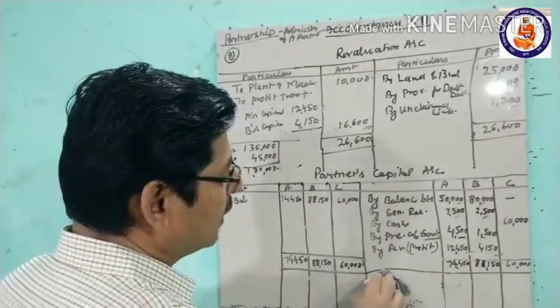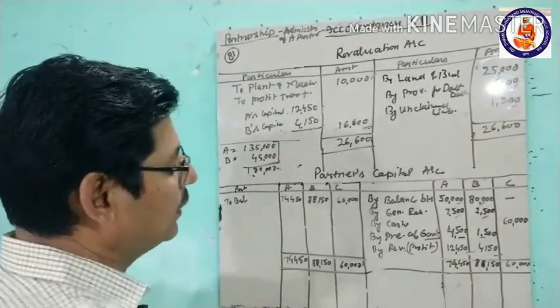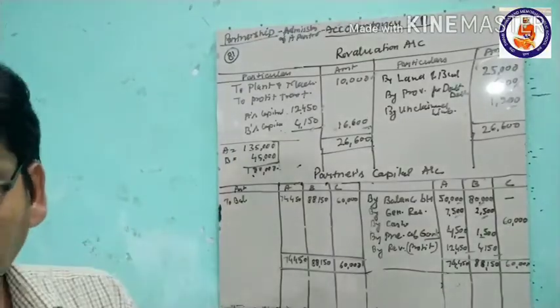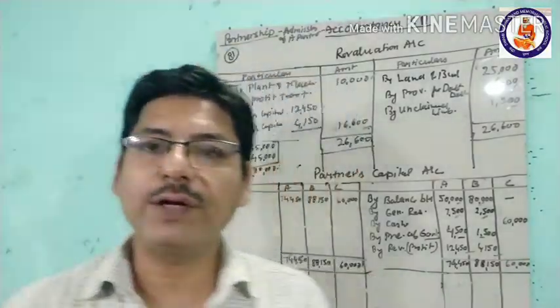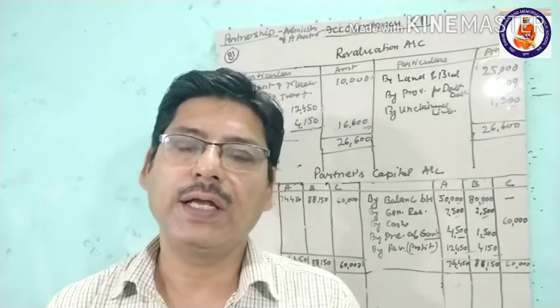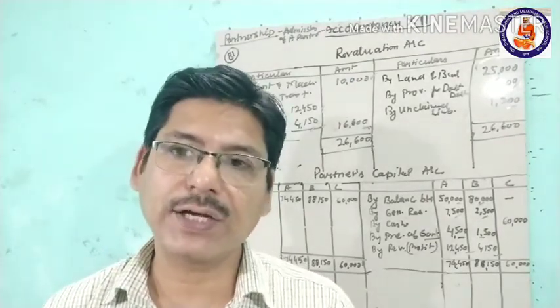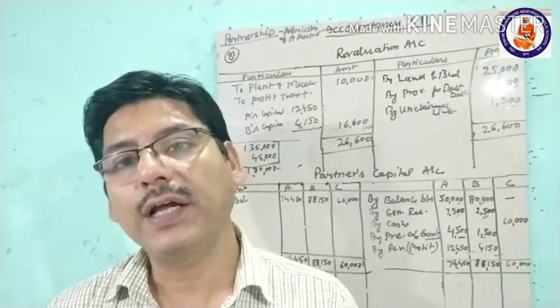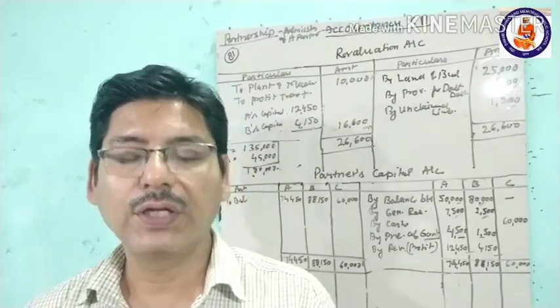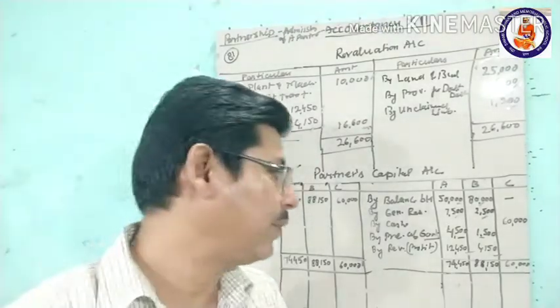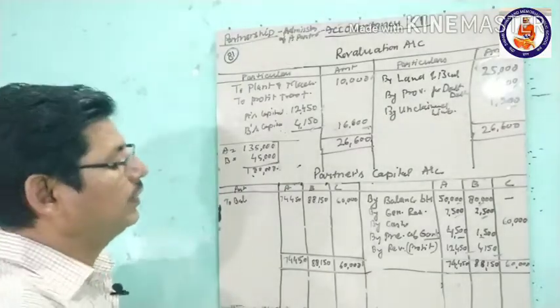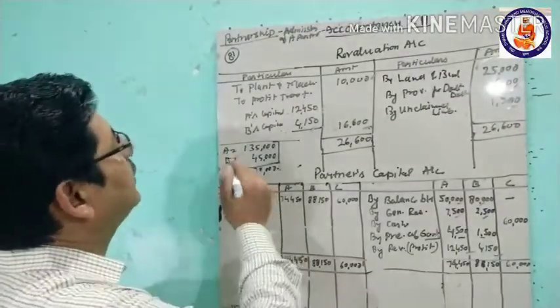Now we'll take the balance. Now this is done. The question says that whatever shortfall or excess is there should be adjusted in the current account of the partners. So it will be transferred to their current account. Now in the capital account, we see what A's balance should be.